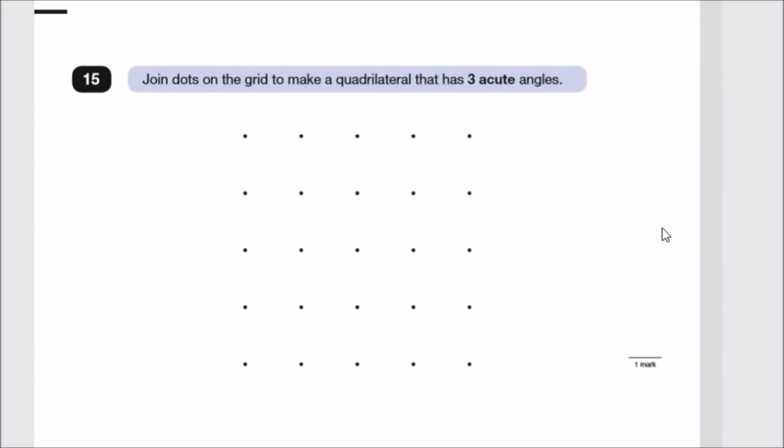All right, number 15. So join dots on the grid to make a quadrilateral that has 3 acute angles. Oh, this one's definitely, I can see this one slipping up a lot of people. So first thing, it says 3 acute angles.